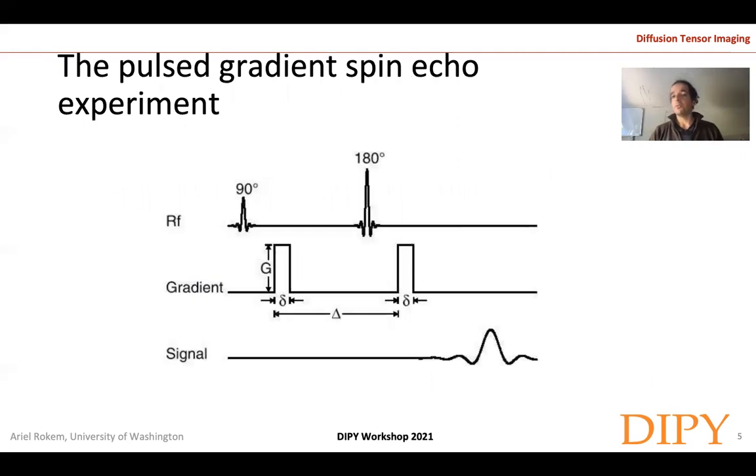The DTI model is based on this experiment, the pulse gradient spin echo experiment. In this experiment, a spin echo experiment is conducted. Here are the RF pulses for the spin echo experiment, and then a pair of pulsed gradients are applied to the sample, and these gradients have a particular direction, duration and amplitude, and all these parameters are important when we subsequently want to model the signal that arises from the voxel in response to this MRI sequence.